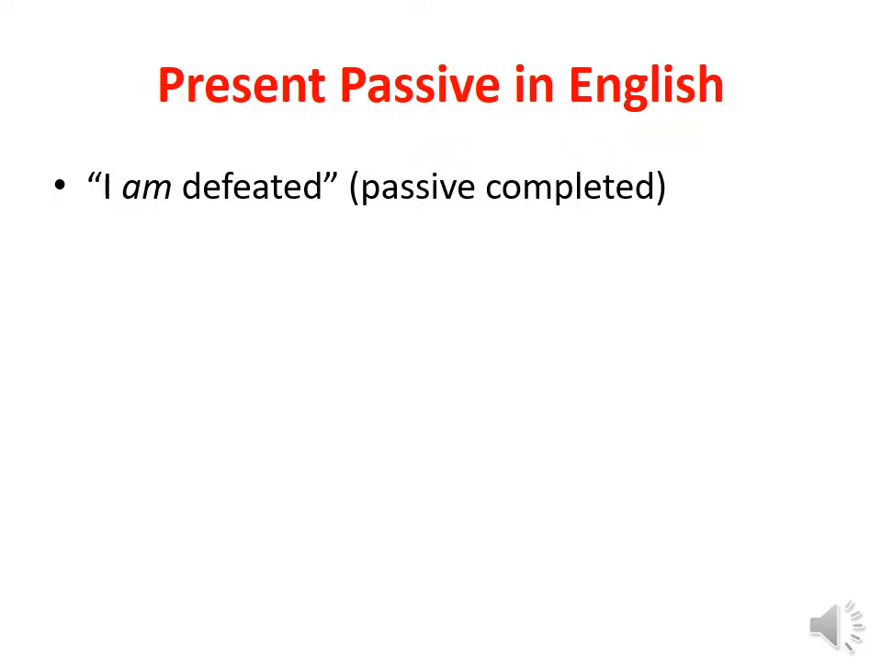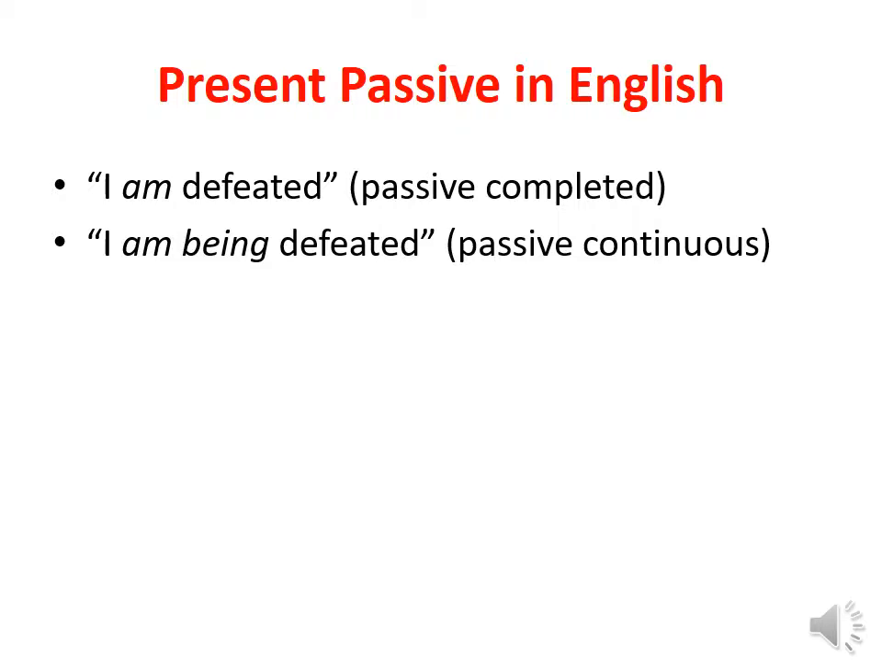Now with the passive voice, we can have either completed aspect or continuous aspect. When we form the passive voice in the present, we use the helping verb is, am, or are, and it's that helping verb that tells you the tense. The helping verb is, am, are tells you that this is present. But to complete the passive, we need the past participle, as in I am defeated, past passive completed.